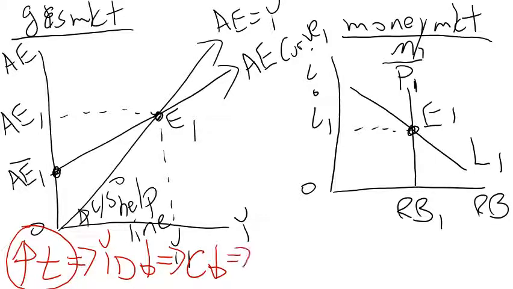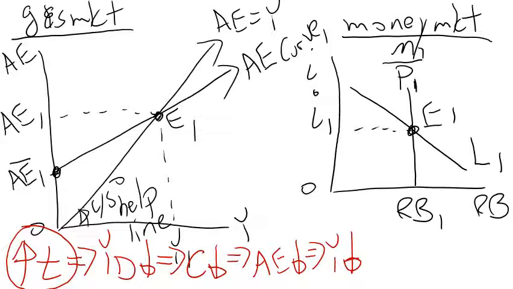And in turn, aggregate expenditures will go down. And in turn, national income will go down. All right? All right, so this is the part of the transmission process that's contained in the goods and services market.